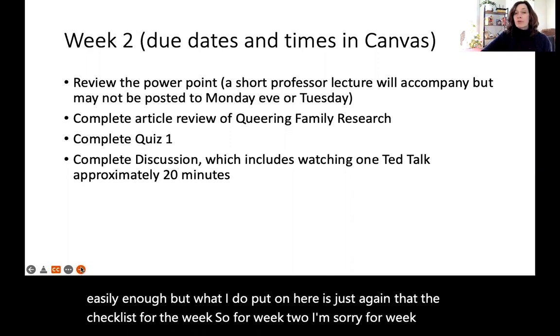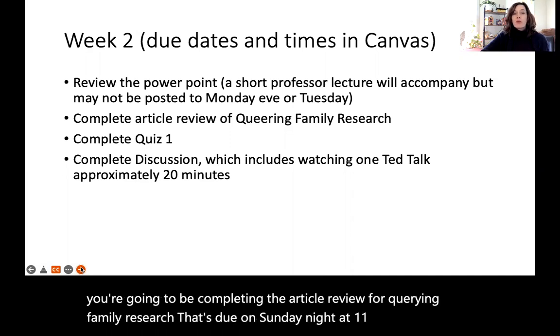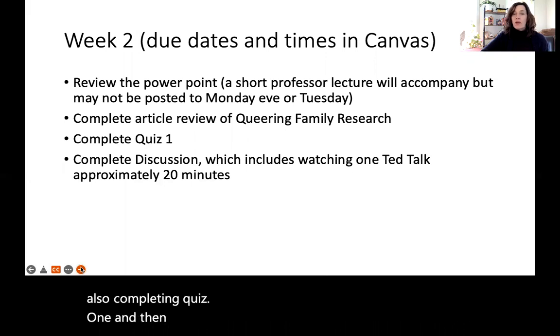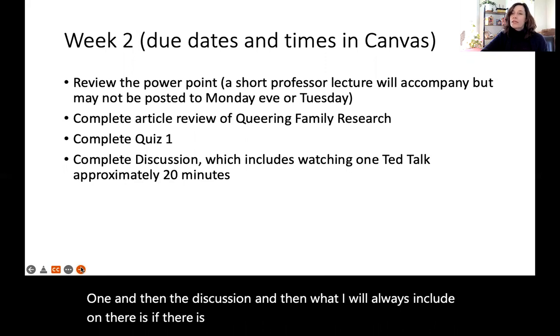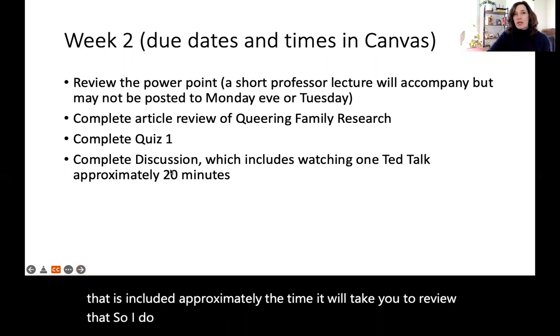you're going to be completing the article review for Querying Family Research. That's due on Sunday night, 11:59 p.m. You're also completing quiz 1. And then the discussion. And then what I will always include on there is if there is any additional audio or video that is included, approximately the time it will take you to review that. So I do have, like I said, a checklist on the second slide.